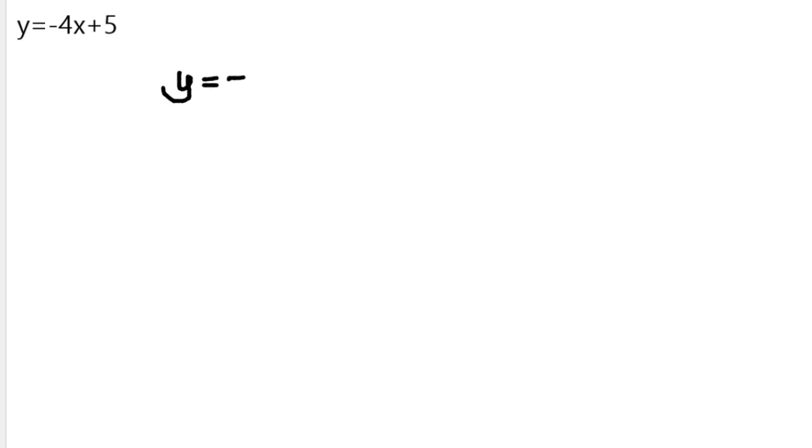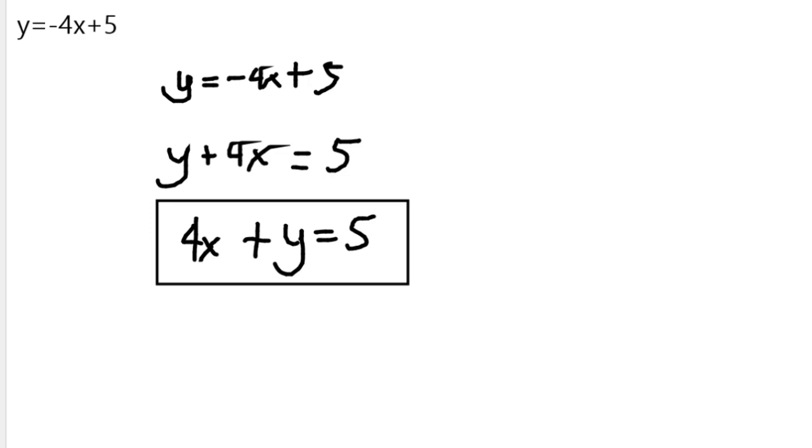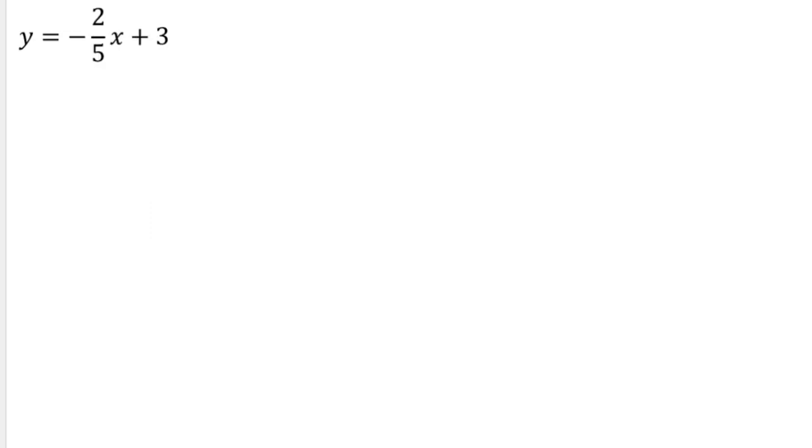y equals 4x plus b. What we can do here is move the 4x to the left side, and we've got y minus 4x equals b, and we're going to put it in this way. So they are just the same. This is the standard form of this linear function. Now let's go ahead and try this one.